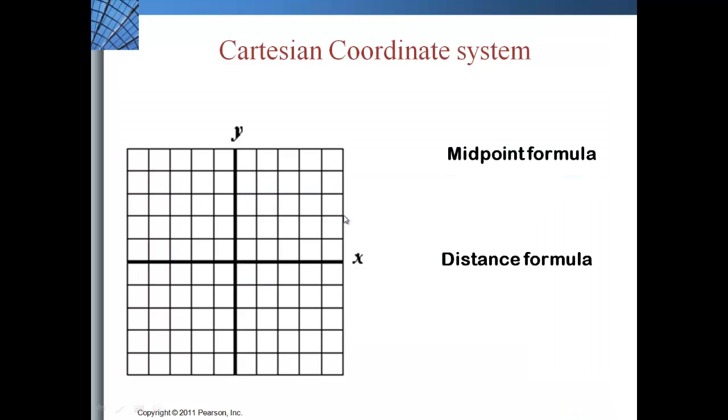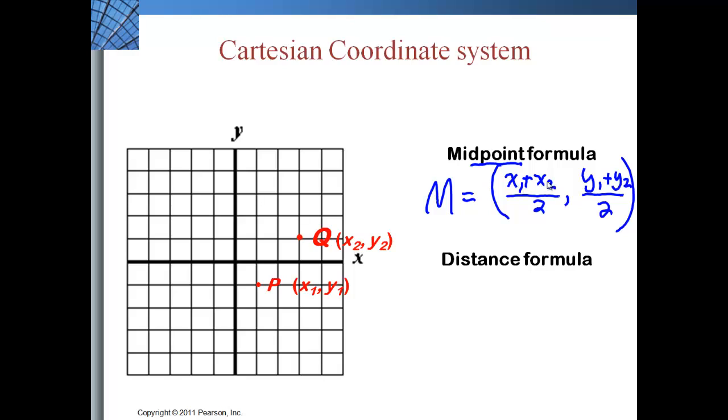Let's talk about the Cartesian coordinate system. We have the midpoint formula, the distance formula. So if we talk about 2 points, I'll say this is point P, x1, y1, x coordinate, y coordinate, and we've got point Q, x2, y2, that's the second x coordinate, second y coordinate. Then the midpoint formula is going to give us the coordinates of the point that's exactly halfway between P and Q. So the midpoint is going to be the average of your x's, comma, the average of your y's. So this would be your x coordinate of the midpoint. This would be your y coordinate of the midpoint.